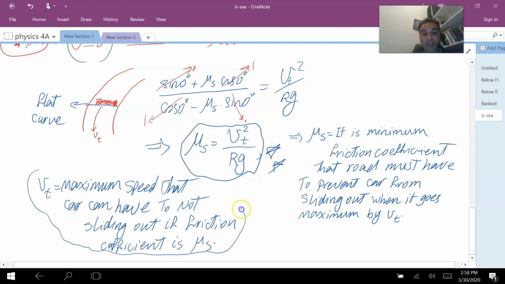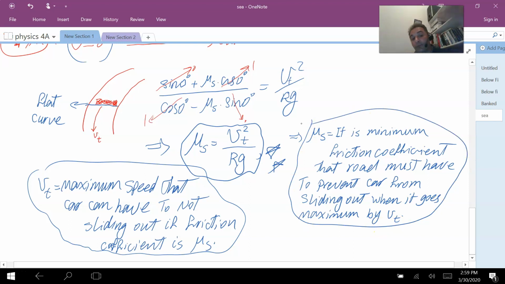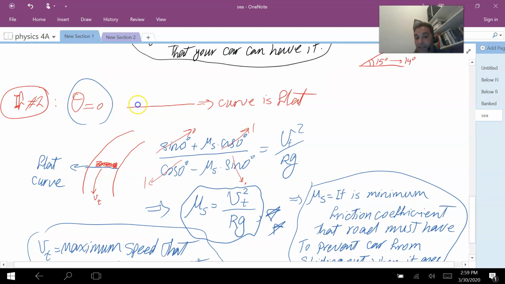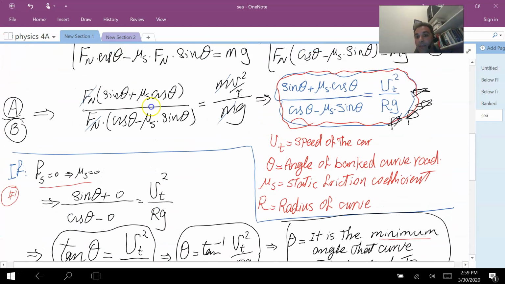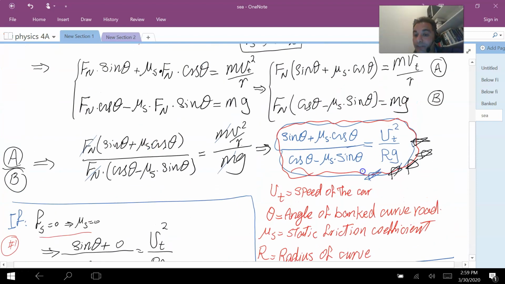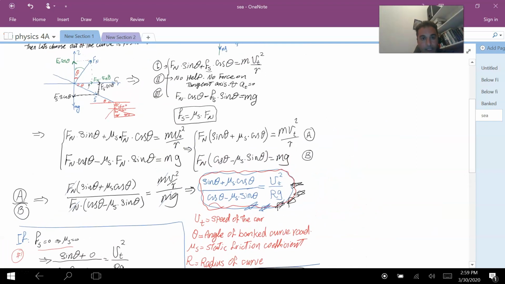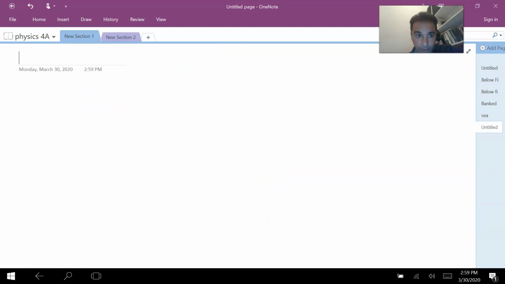These concepts are very important, guys. I want you to please pay attention, redo them. You have to know how we derive these equations, the banked curve road. You have to know how we derive this equation. Very important, okay? If you have any questions, let me know. Now, I am going to do one problem for you.